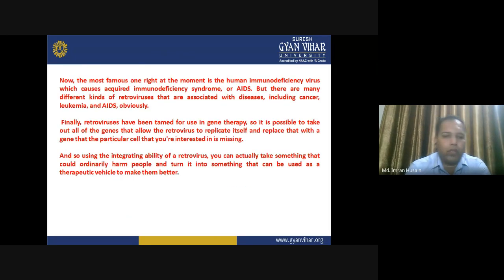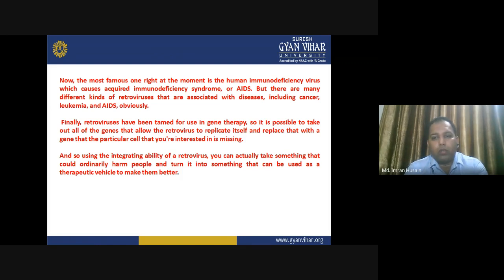Now, the most famous one right at the moment is human immunodeficiency virus, or HIV, which causes acquired immunodeficiency syndrome, or AIDS. But there are many different kinds of retroviruses that are associated with diseases, including cancer, leukemia, and AIDS. Obviously, finally, retroviruses have been tamed for the use of gene therapy.